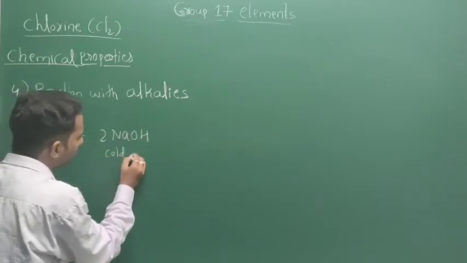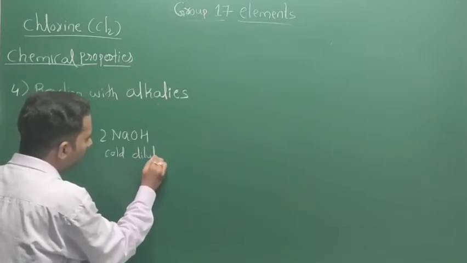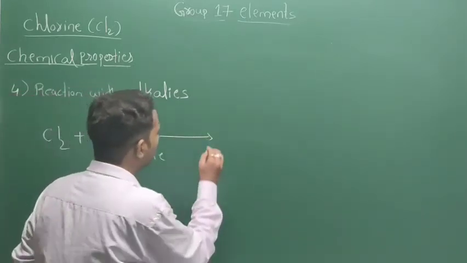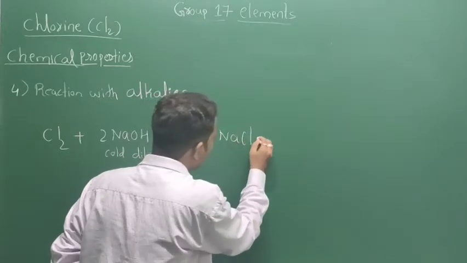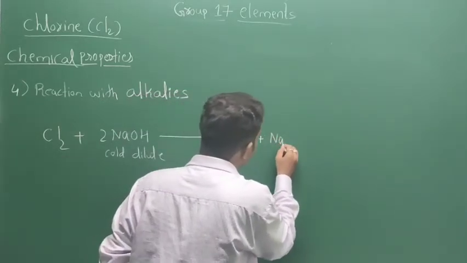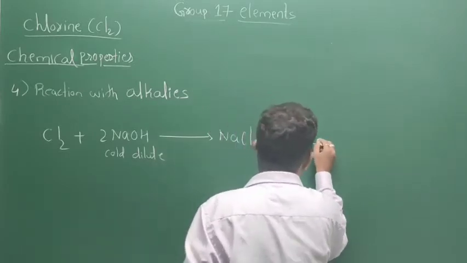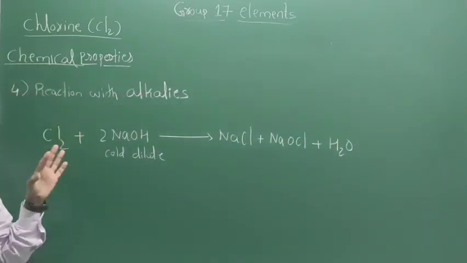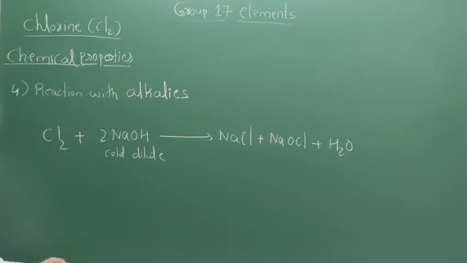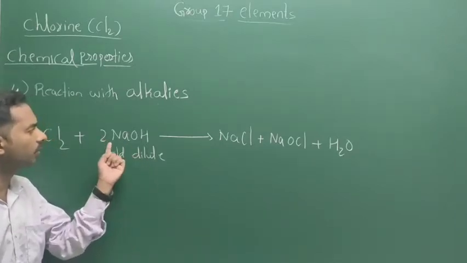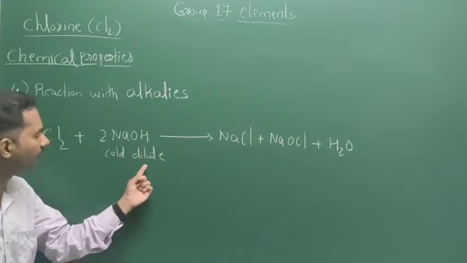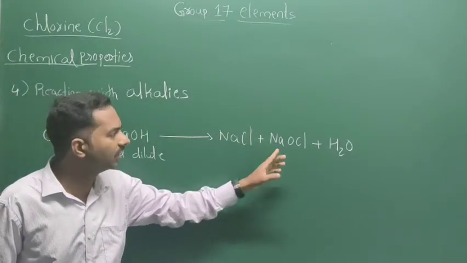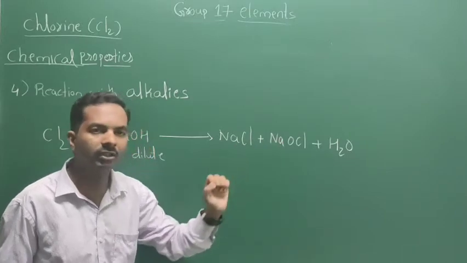So here chlorine reacts with cold dilute sodium hydroxide, forming a mixture, that is sodium chloride with sodium hypochlorite, along with water.